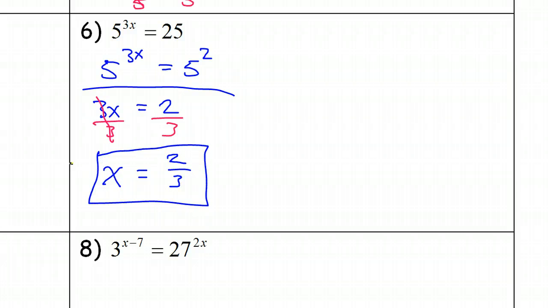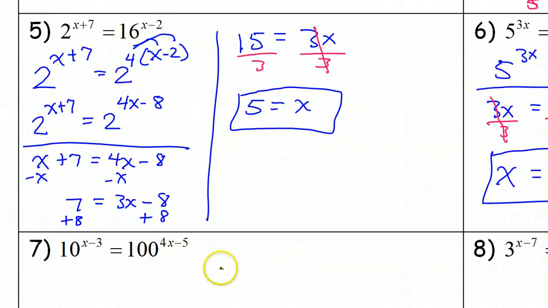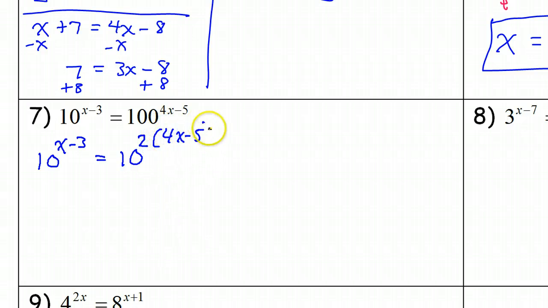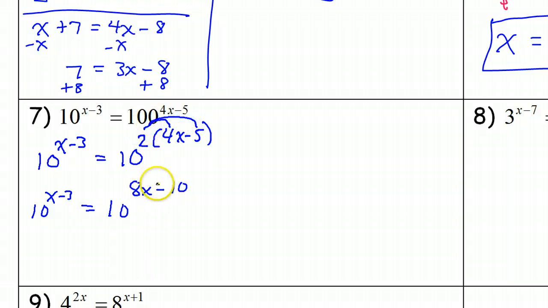All right, number 7. Let's go for a base 10. So we will have 10 to the x minus 3 power. Now 100 is 10 squared. So 10 squared. And then I still have my 4x minus 5. So that means I have 10 to the x minus 3 power equals 10 to the 8x minus 10 power. Distributive property.